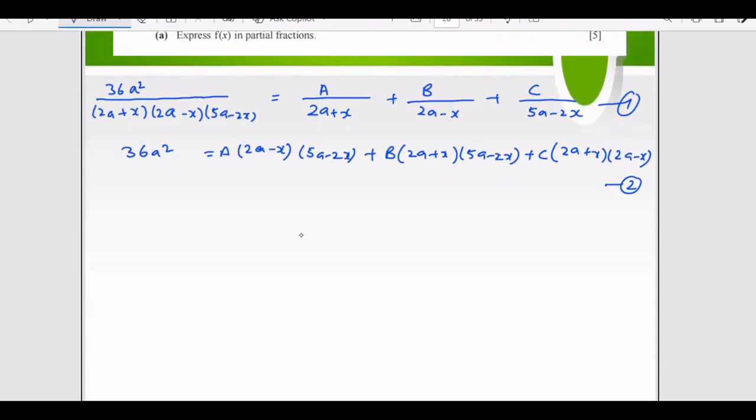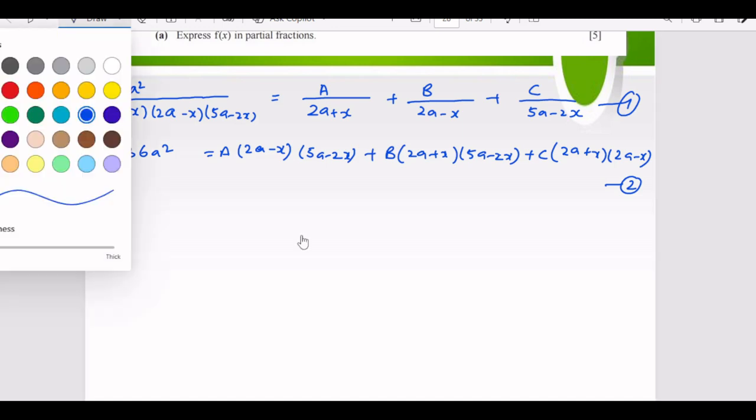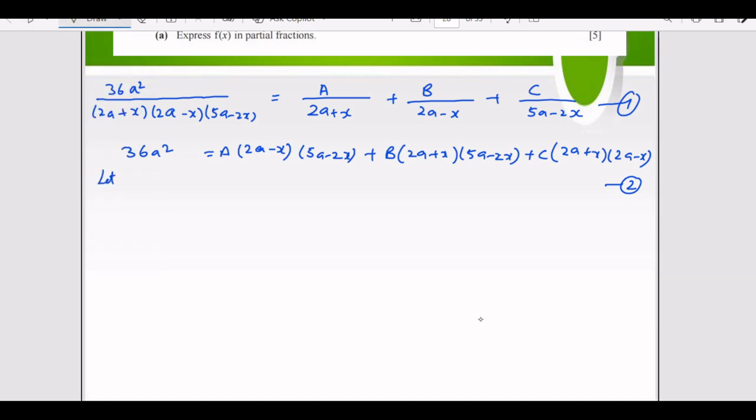Now we are looking for the values of A, B, C. So first of all, if we want to make this term 0, that means our x is supposed to be equal to 2a. So let's say x is equal to 2a, then what will happen? This 36a squared remains as it is, so this whole term is going to become 0. Then plus, we have x equals 2a, this is also going to become 0.